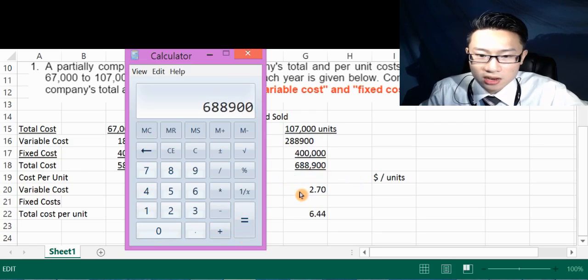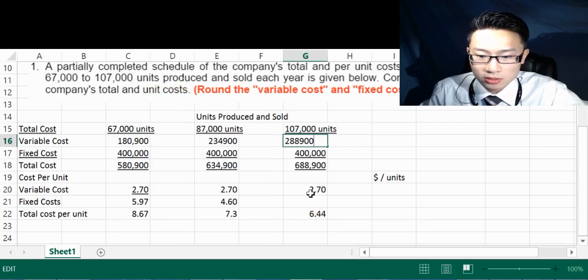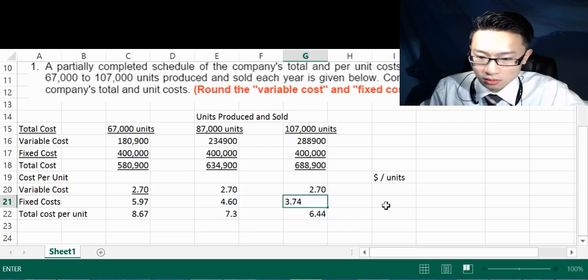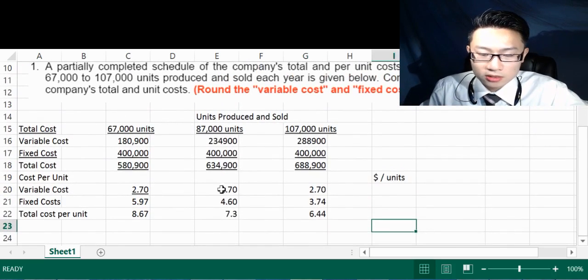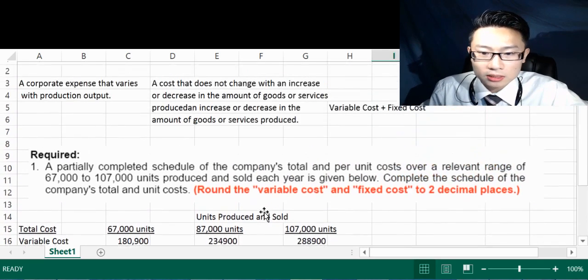And now we're just going to fill out the fixed cost per unit. We're going to do that by $400,000 divided by 107,000 units. It's going to give us 3.74. Remember, it's two decimal places. 3.74. So we've completed the variable cost, fixed cost, total cost chart, and finally the cost per unit.